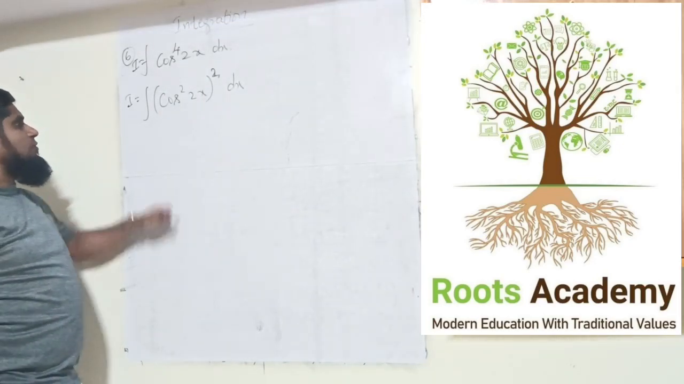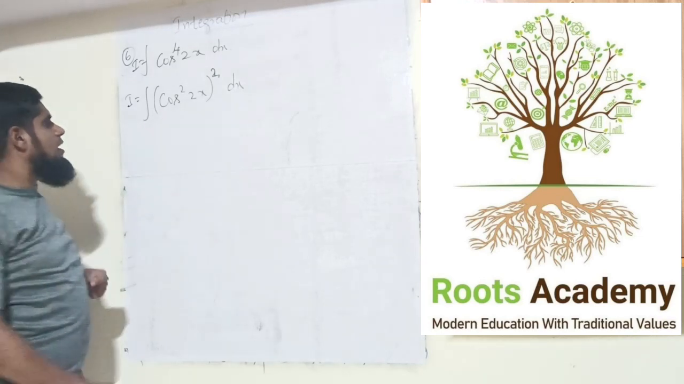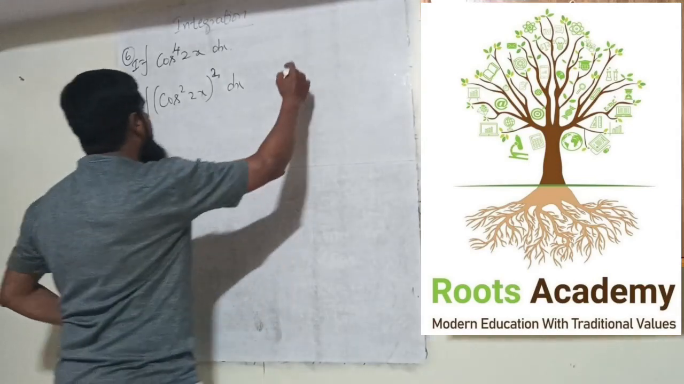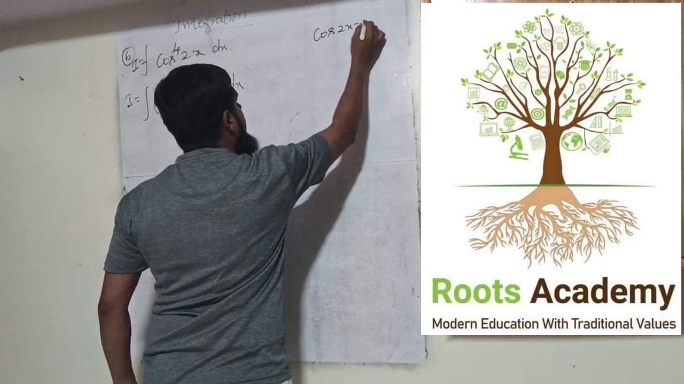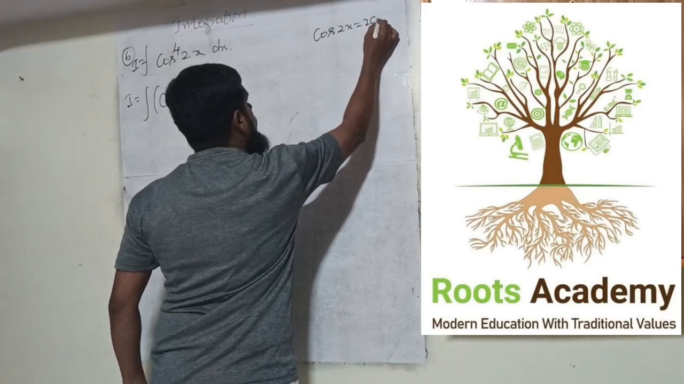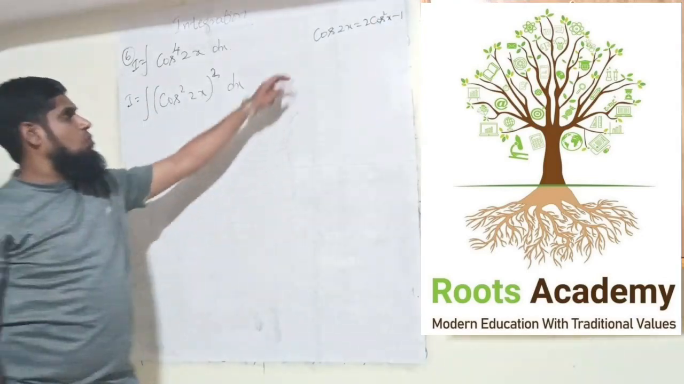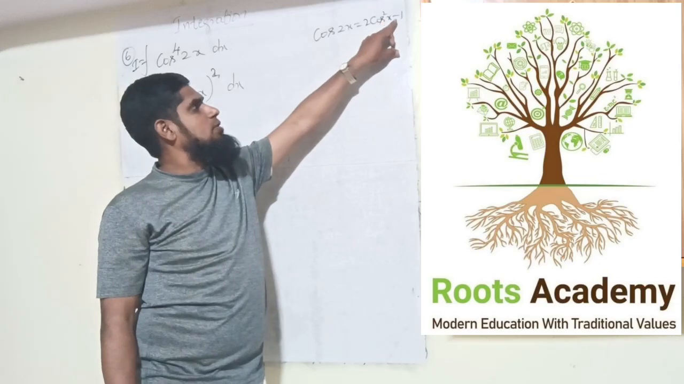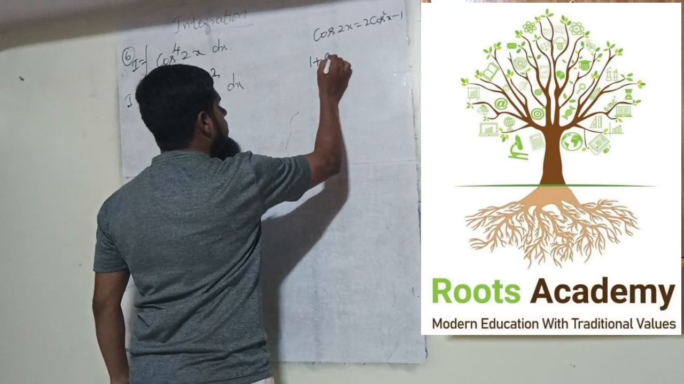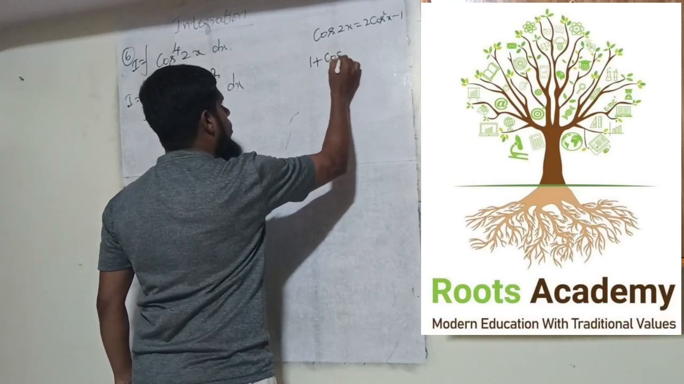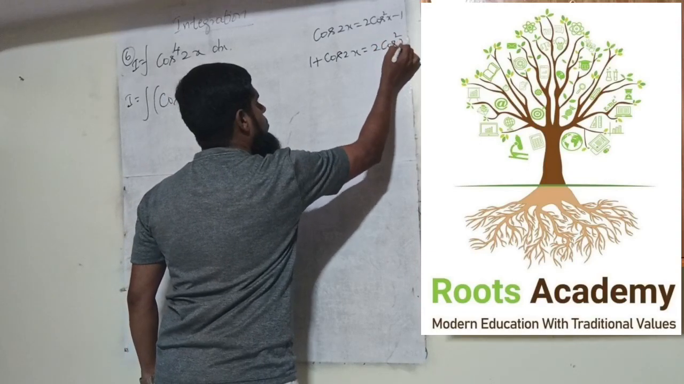Now after that, we know the formula of cos square x. Just now we derived it somewhere, so I will take it one more time. Cos 2x can be written as 2 cos square x minus 1. So I will shift minus 1 to this side. So 1 plus cos 2x is equal to 2 cos square x.